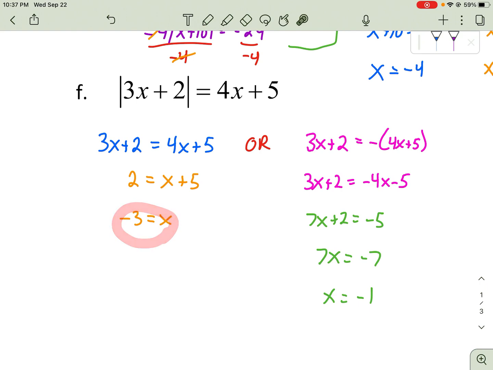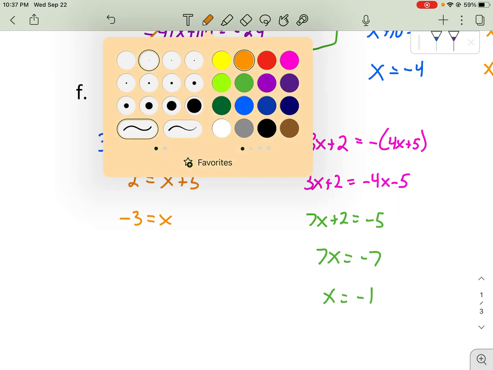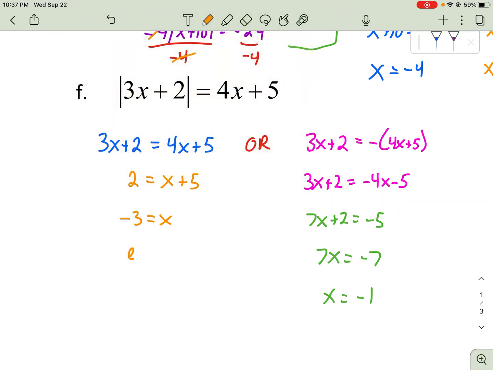If you plug in negative 3, you get 3 times negative 3 is negative 9, plus 2 is negative 7, but the absolute value of negative 7 is 7. When we plug it in over here, we get 4 times negative 3 is negative 12, plus 5 is negative 7. But we get a negative over here, and you can't have that because the absolute value is always going to equal positive. So this is actually an extraneous solution.